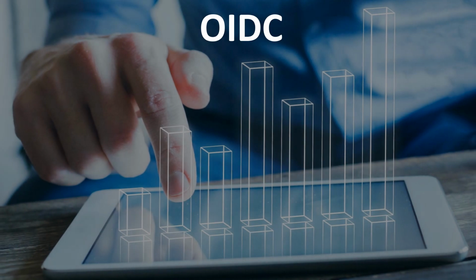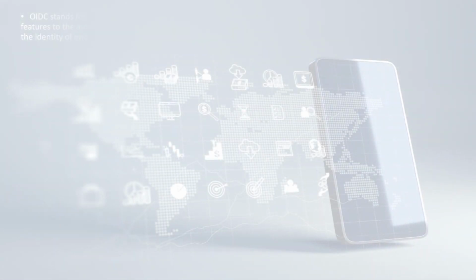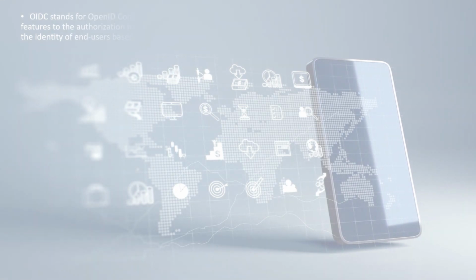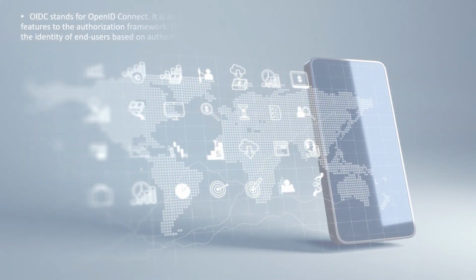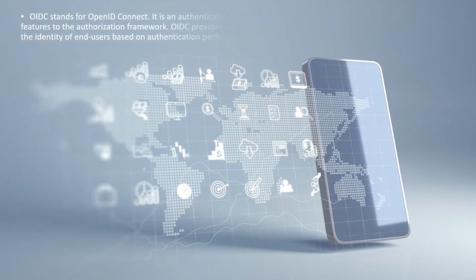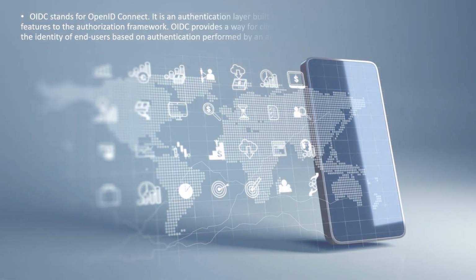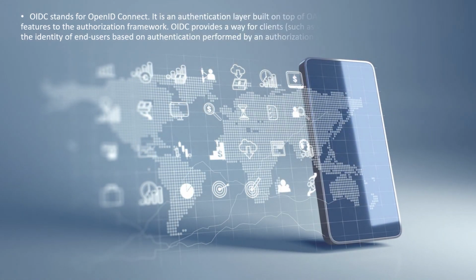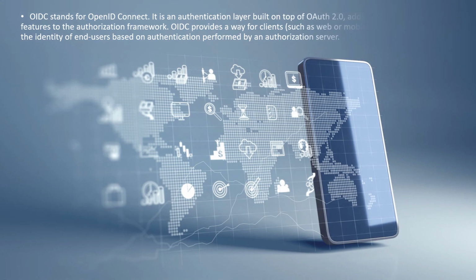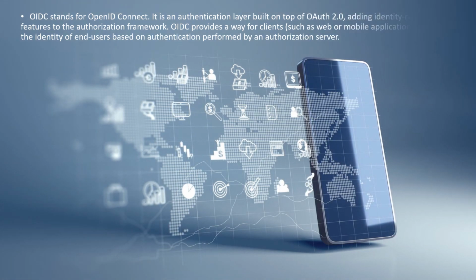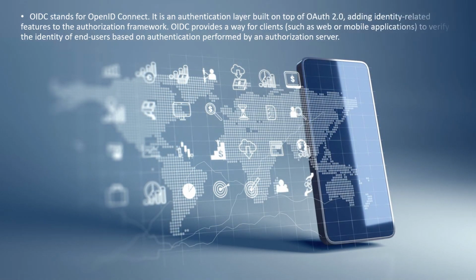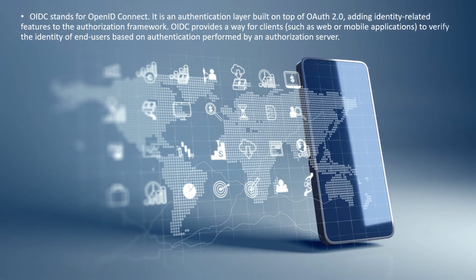Overview of OIDC. OIDC stands for OpenID Connect. It is an authentication layer built on top of OAuth2, adding identity-related features to the authorization framework. OIDC provides a way for clients such as web or mobile applications to verify the identity of end users based on authentication performed by an authorization server.